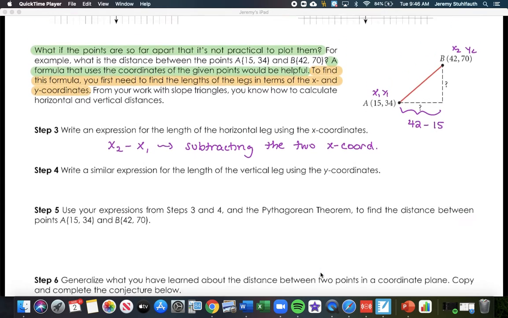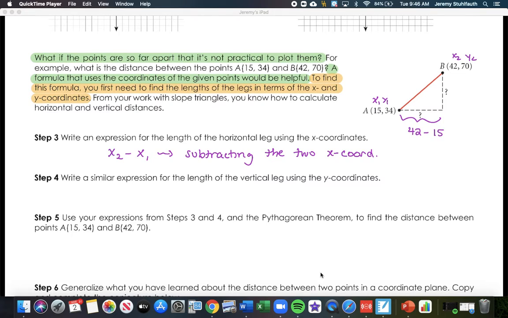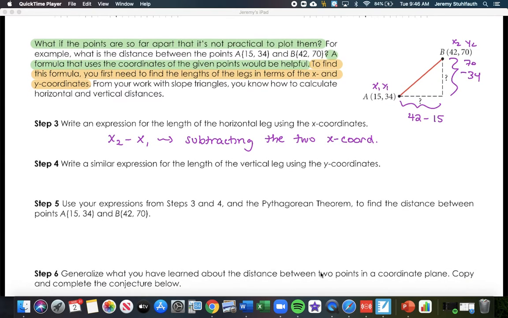And if we wanted to do something similar for the y value, we would take 70 and subtract from that 34. So what you see there is we have y2 minus y1. And what we're doing there, again, is subtracting the y coordinates.